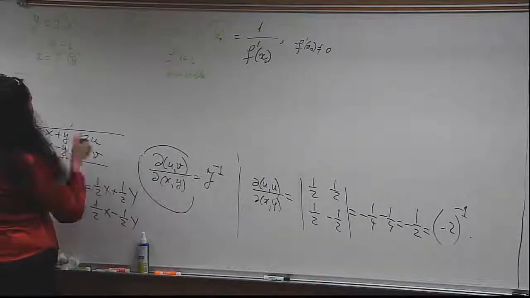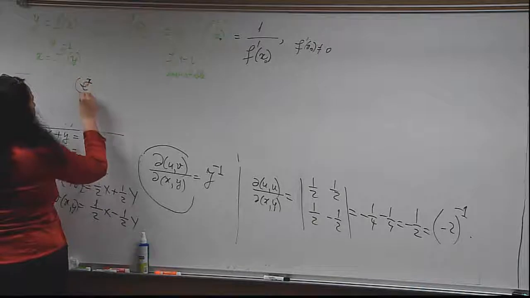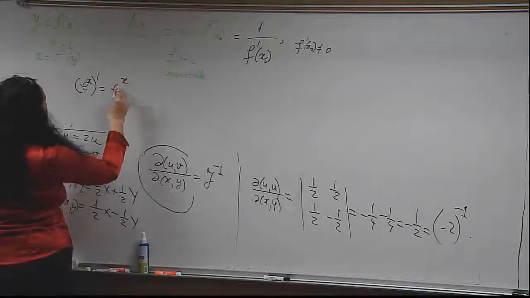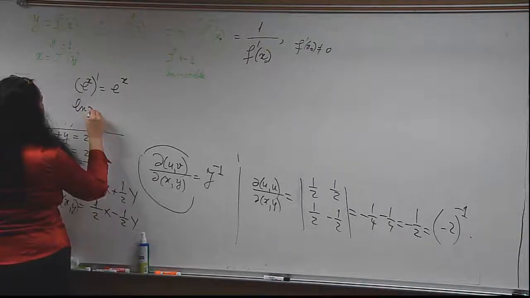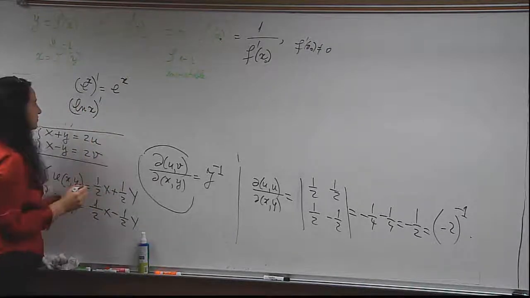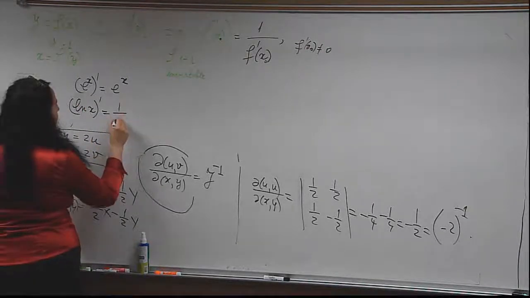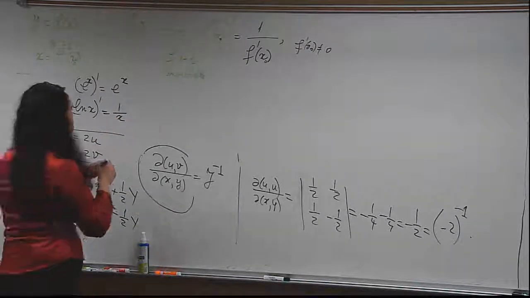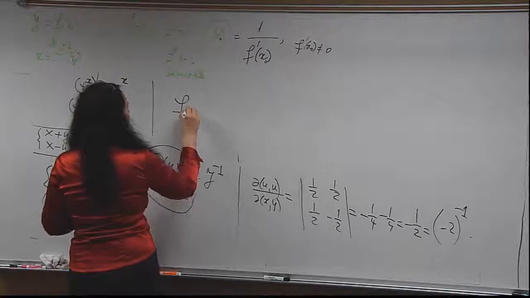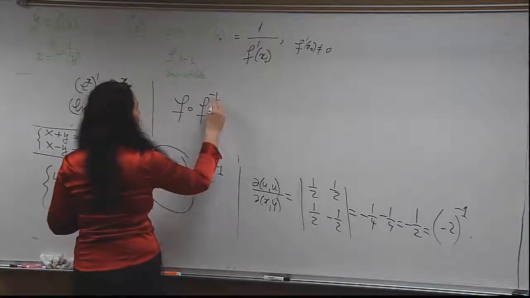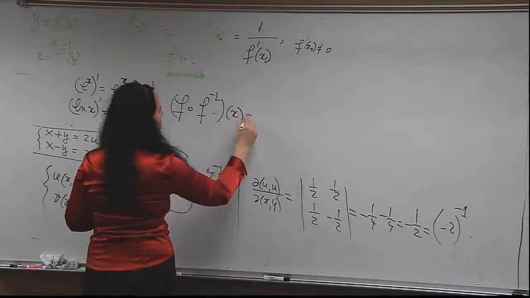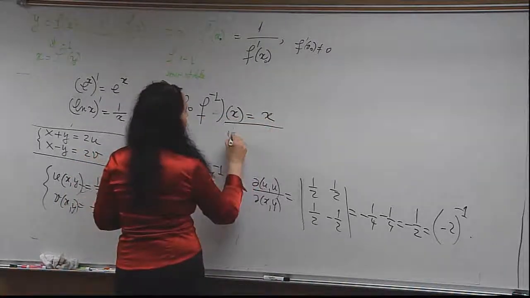The derivative of e to the x was what? E to the x. What was the derivative of natural log of x? 1 over x. Okay? Now, when you have an arbitrary function f and you compose with the inverse, what is it by definition? f of f inverse of x equals x. So this is the identity function.